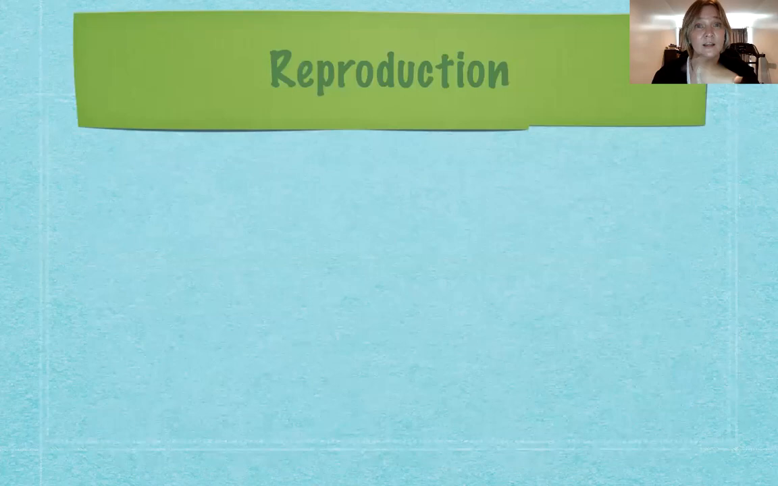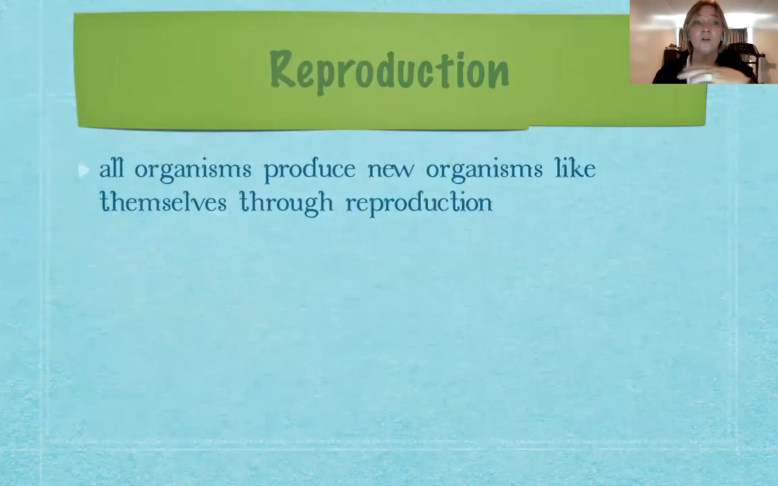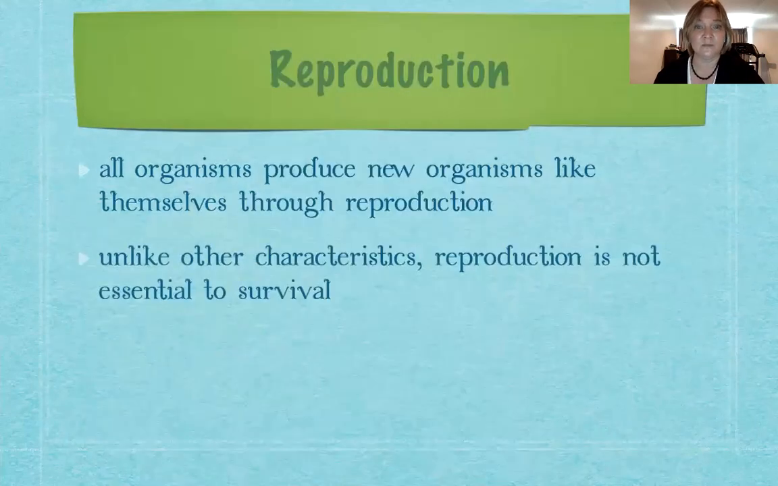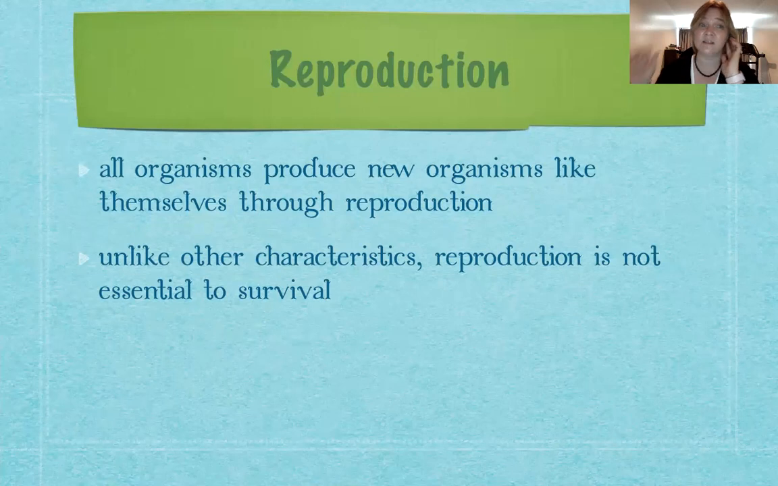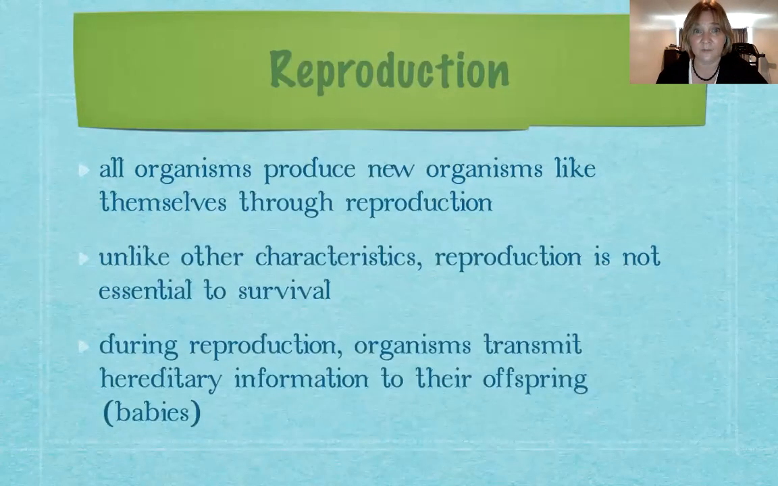Next characteristic is reproduction. All organisms produce new organisms like themselves through reproduction. Unlike the other characteristics, this is the only one that is not essential for the survival of the organism, but it is essential for the survival of the species. During reproduction, organisms are going to transmit hereditary information to their offspring. Offspring are the babies.